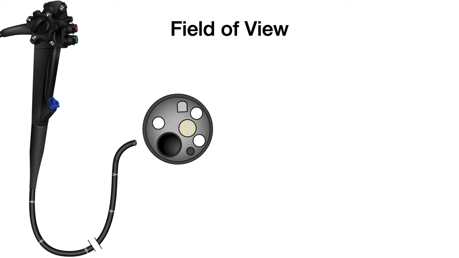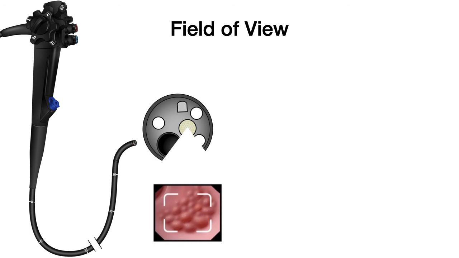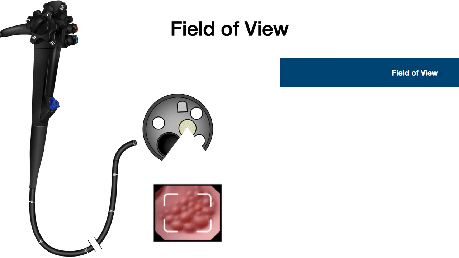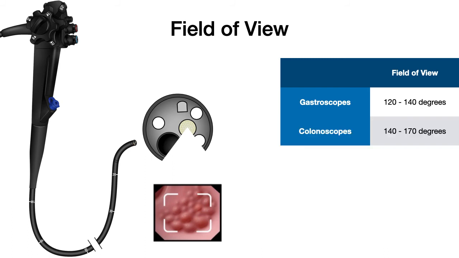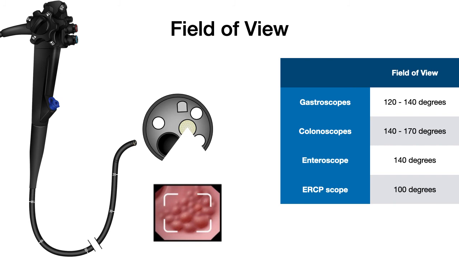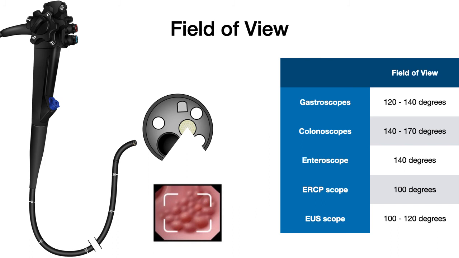Next is the field of view. As you can see here, how far can you see on either side? So when you look at the field of view, gastroscope has a field of view of 120 to 140 degrees, and colonoscopes have much wider field of view, 140 to 170 degrees. Enteroscope about the same as a pediatric colonoscope, and ERCP scope has 100 degrees, EUS scope about 100 degrees. As you can see here, when you use a colonoscope, an adult colonoscope, you have much larger field of view. So something to keep in mind for screening purposes.